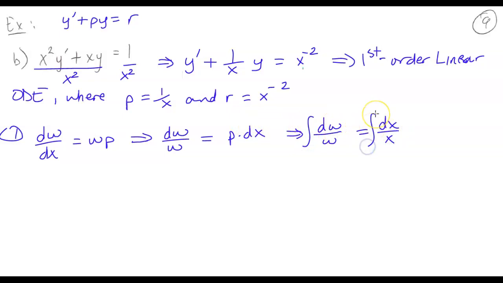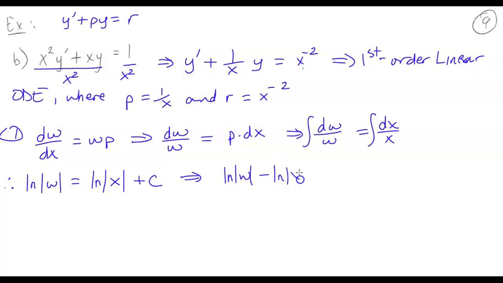And we integrate, doing indefinite integrals to both sides. From this point here, the left side ends up being natural log of absolute value of w equals natural log of absolute value of x plus some constant. We could subtract natural log of x from both sides here. And then, of course, using our logarithm properties, this will just be natural log of w divided by x is equal to some constant.